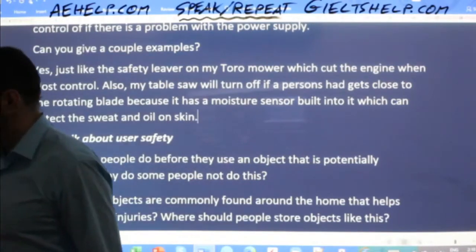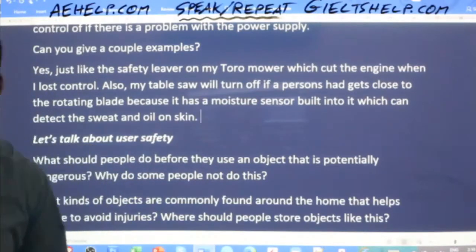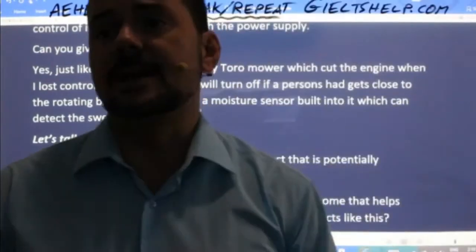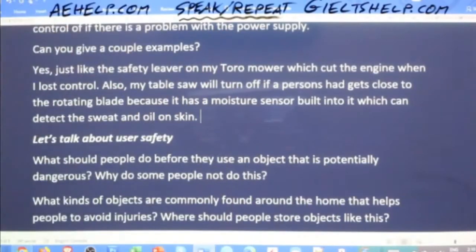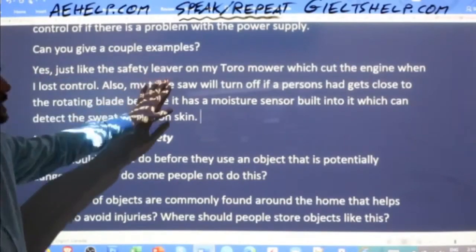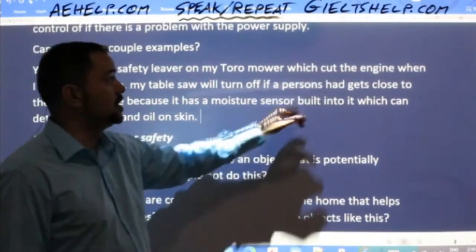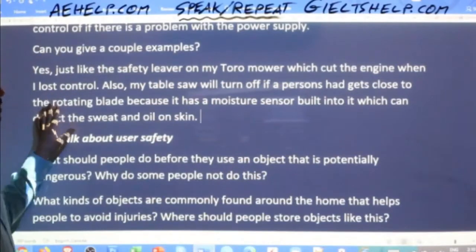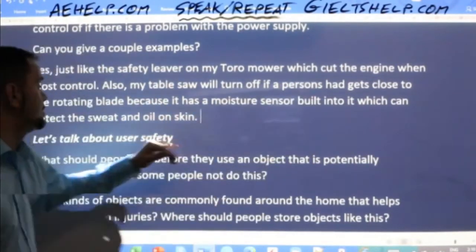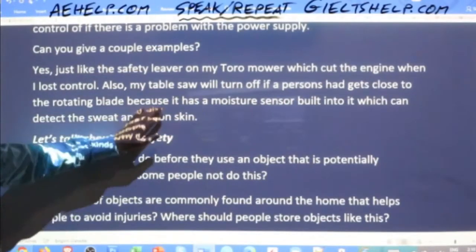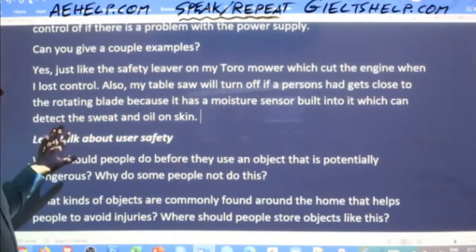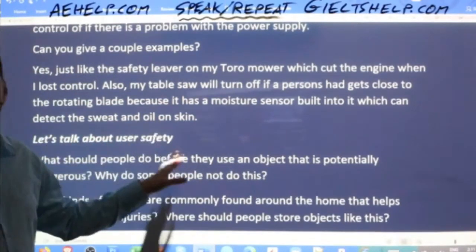Okay, so let's see what you come up with. Give me a nice example. Give me a couple examples, okay? So can you give a couple examples? Yes, just like the safety lever on my Toro mower, which cut the engine when I lost control. Also, my table saw will turn off if a person gets close to the rotating blade because it has a moisture sensor built into it, which can detect the sweat and oil on skin.